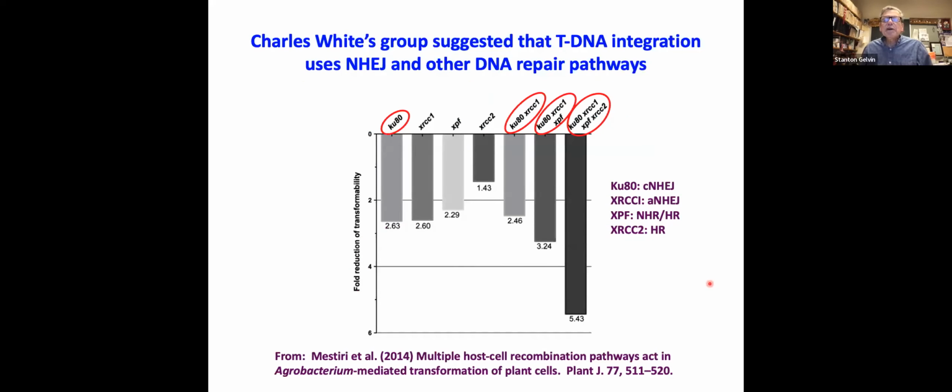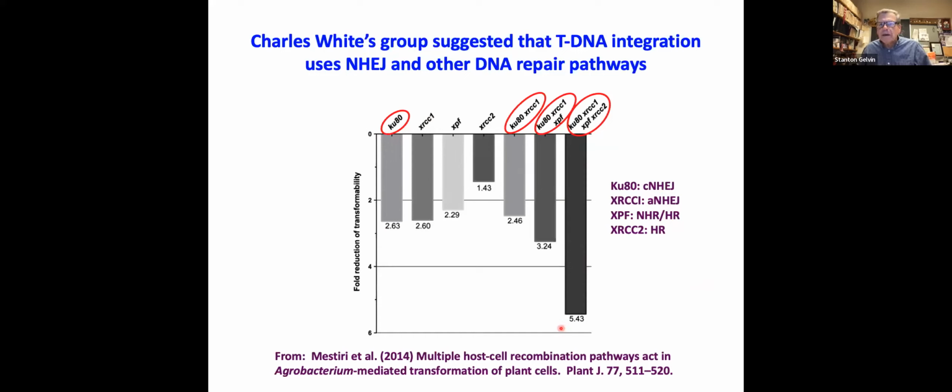So this was stimulated by a very nice paper that was published by Charles White's group. What they showed was that if you have single mutants, these are all mutations in various DNA repair pathways, in the classical non-homologous end joining pathway, the alternative pathway, or homologous recombination. They looked at a number of single mutants, double, triple, and quadruple mutants, and they looked at transformation. What they said they saw was, as you had more and more mutations in these different DNA repair pathways, you got less and less transformation. But you always got some transformation.